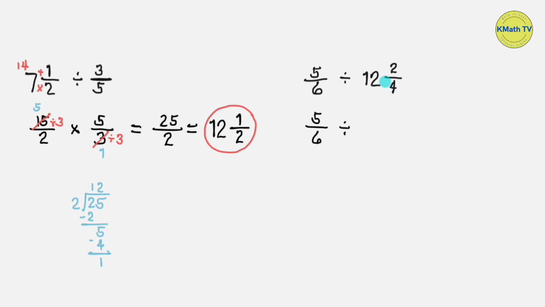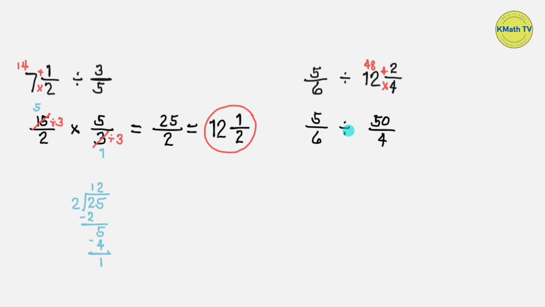Okay, let's change 12 and 2/4 to improper fraction. Multiply the denominator and the whole number. 4 times 12 equals 48. Then, add the numerator 2. Okay, 48 plus 2 equals 50. This is now the numerator. And copy the denominator 4. Okay, we already changed the mixed number to improper fraction.